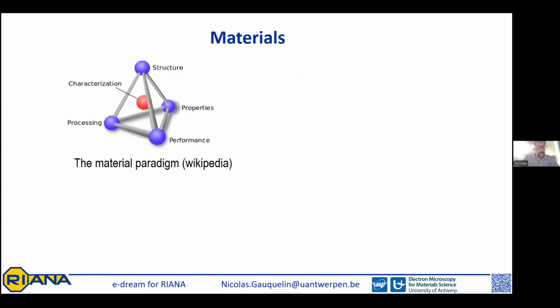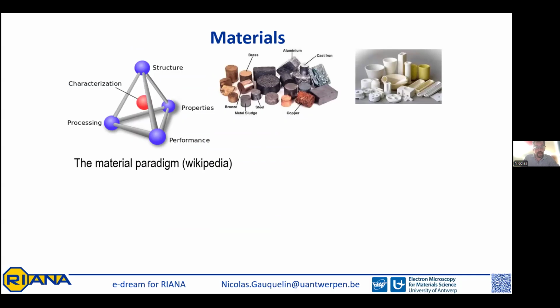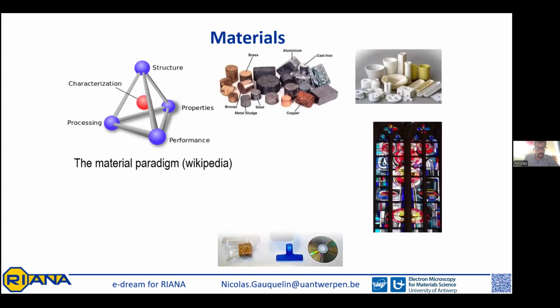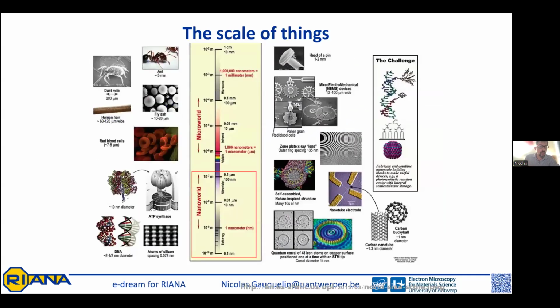To start, characterization is at the center of a paradigm between structure, processing, performance, and properties. All materials, be they metals, ceramics, glass, plastics, and even more complicated samples, are made of atoms. And to look at those, you need to go into the different scales. And here you can see the scale of things.